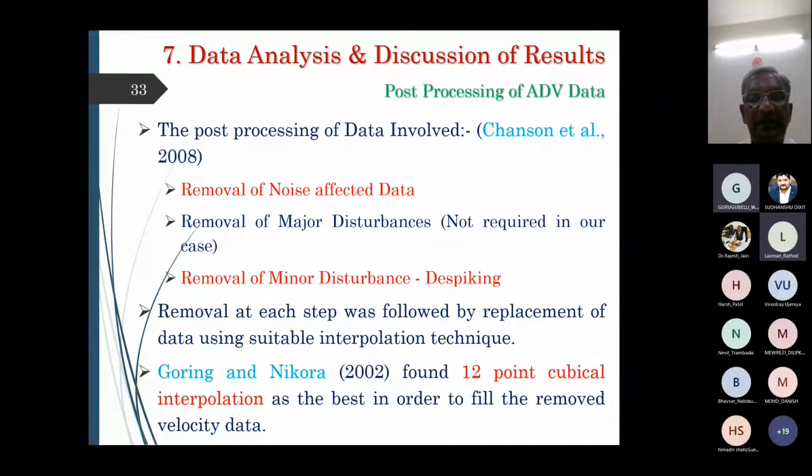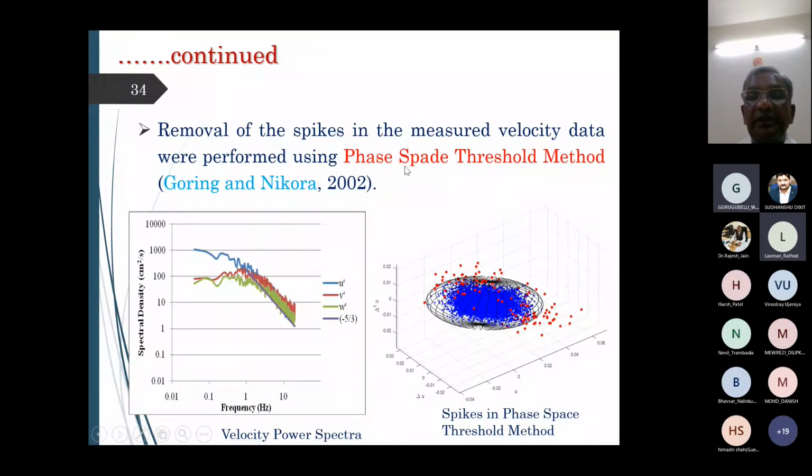De-spiking the data is needed because when we are collecting the data, our sample is not exactly very far above the bed. Sometimes the influence of particles present on the bed affects our sample. Under that condition, you de-spike the data. Such contamination is also present in our collected data, and those contaminated data are to be removed using another algorithm, called the phase space threshold technique, right?